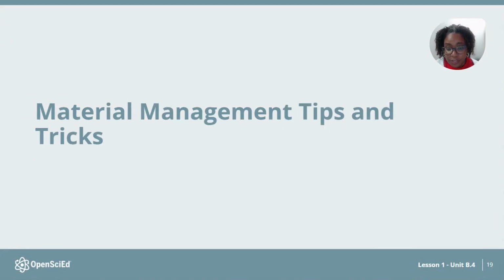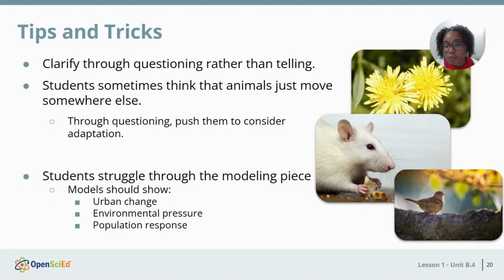So some tips and tricks. First, we want to make sure that we're clarifying through questioning rather than telling. Students sometimes think that animals just move somewhere else. So it's important to question them in order to push them to consider adaptation. Students also struggle through the modeling piece. That model should show urban change, environmental pressure, and population response.